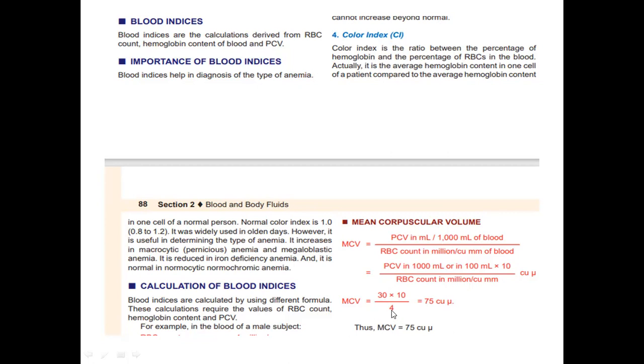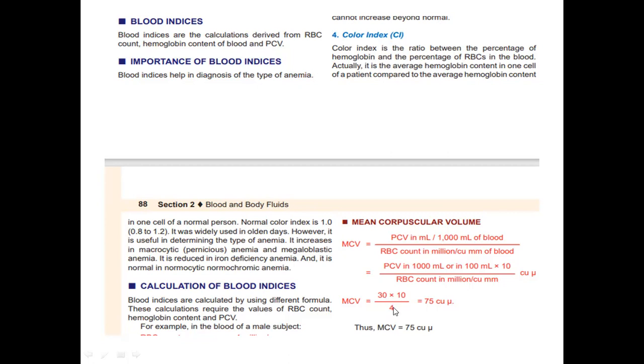So now that's an assumption. You know that the normal packed cell volume is not 30. We said in an adult male, the normal packed cell volume is supposed to be between 40 and 45%. But here, we're going to assume that this patient had 30 instead of the normal 40 to 45, right?